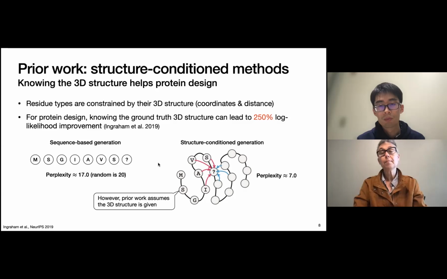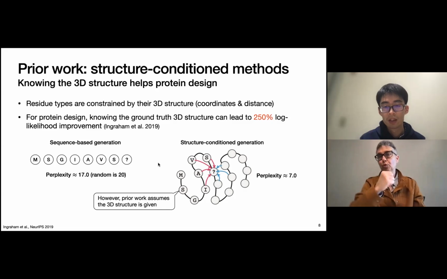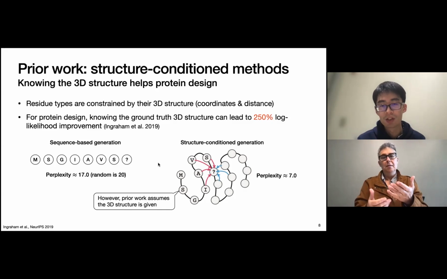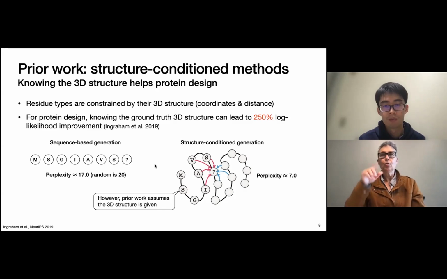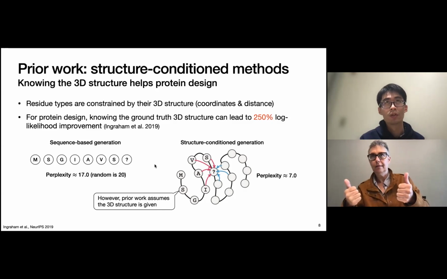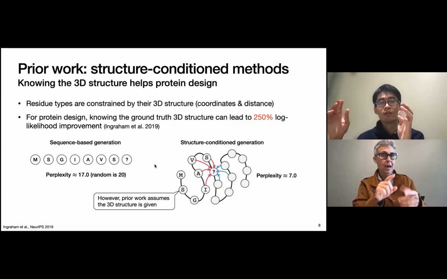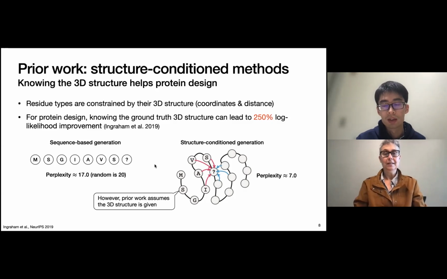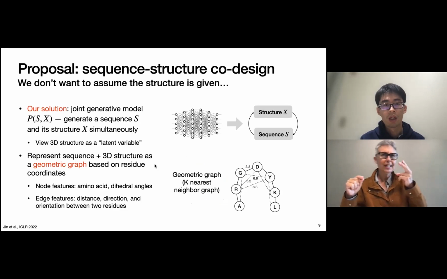But again, this framework is not ideal because it assumes the 3D structure is given already, but in a variety of applications, you don't know the 3D structure before you start. So it's a chicken and egg problem. You have the structure, which helps you find a better sequence, but you actually need to know the sequence in order to know that structure. The question is, how can we get around this chicken and egg problem?